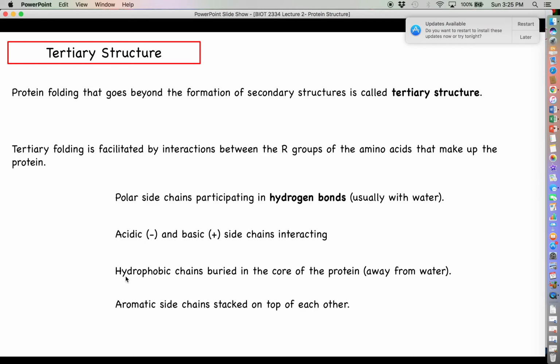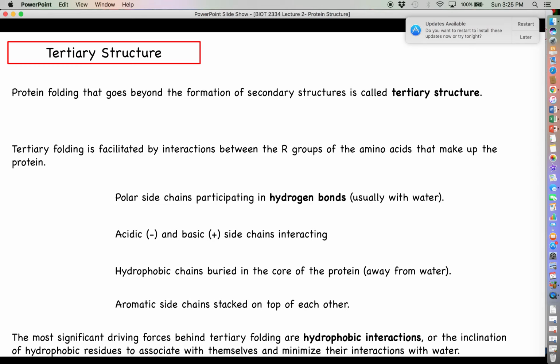Hydrophobic side chains are not going to be real gung-ho about being exposed to the water that surrounds the protein, so instead you're going to tend to find them buried in the core of the protein so they can be away from the water. And aromatic side chains, in addition to also being buried away from water, have a tendency to kind of stack on top of each other, like what we saw. So the most significant driving force that gets you from secondary to tertiary structure is all about the hydrophilic and the hydrophobic side chains, specifically the hydrophobic ones. These are what we call hydrophobic interactions. Getting a protein folded into its final three-dimensional shape really is all about satisfying those hydrophobic side chains.